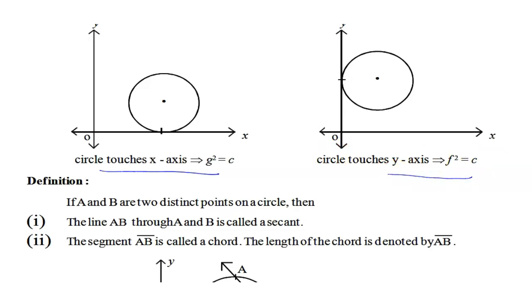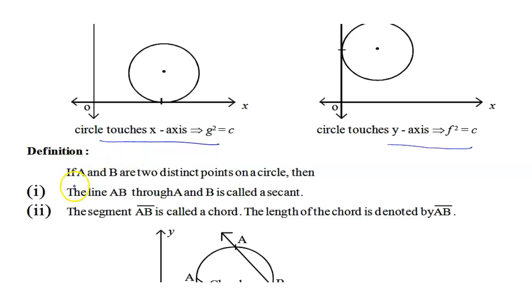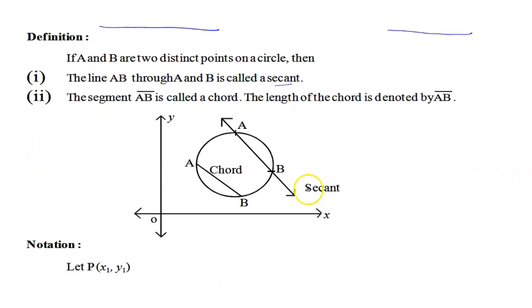Now, if A and B are two distinct points on a circle, then the line AB through A and B is called a secant line. Secant line: here this AB touches the circle in two distinct points, right? So this is an extended line. So we can say this is a secant line.